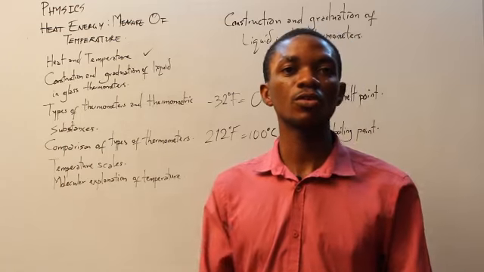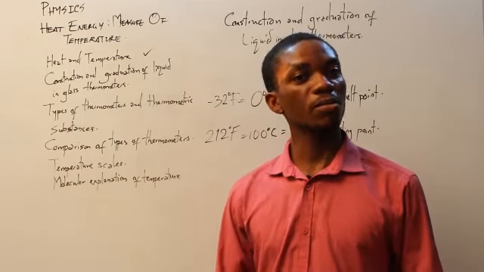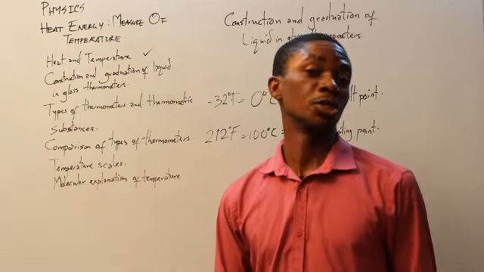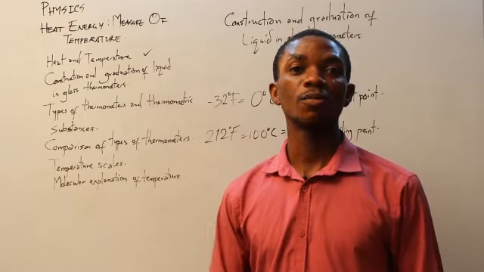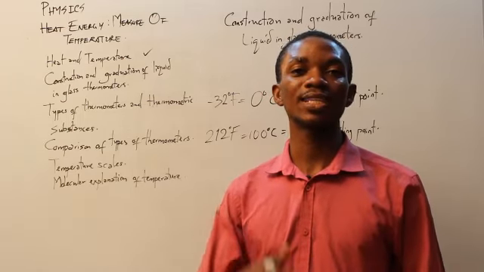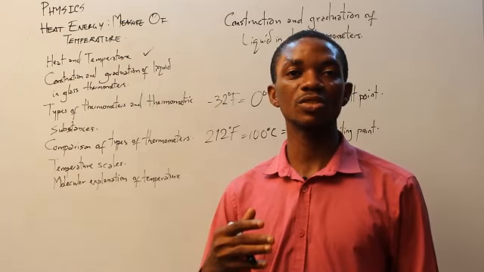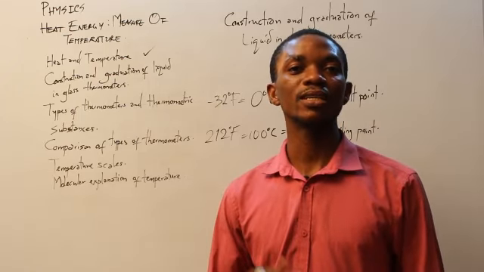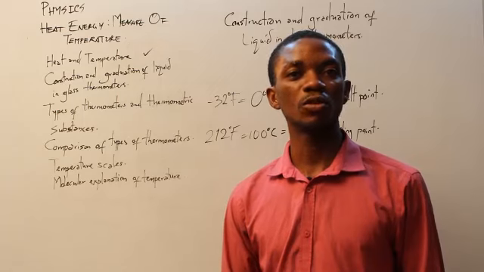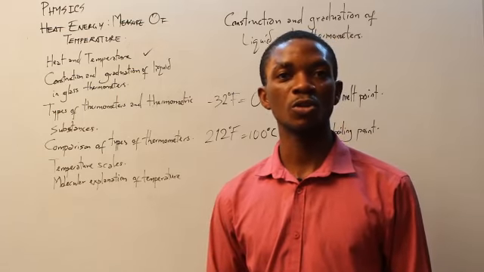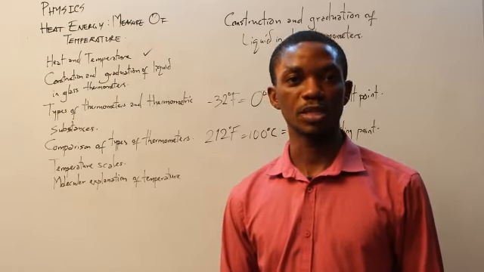You can make your scale 100 degrees, 50 degrees, or 5 degrees. But the larger the number of degrees you insert into your scale, the more accurate the temperature you're trying to measure would most likely be.